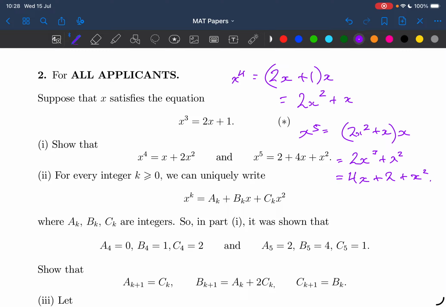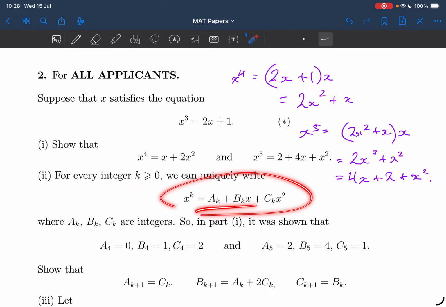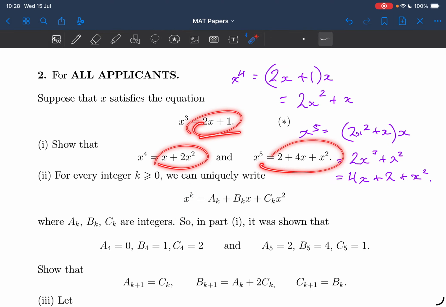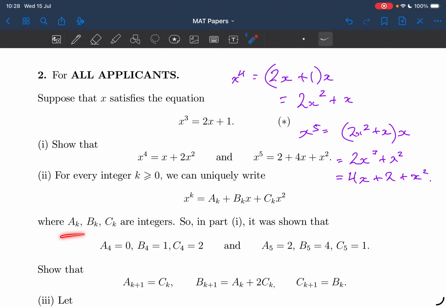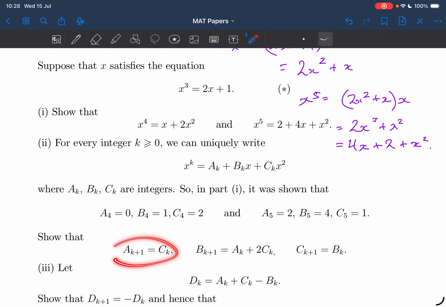Part 2 then. We want to find, for every integer k that's bigger than 0, or could be 0, we can write this thing down. So we're taking some expression for x to the power of k. We can always write them as some quadratic, basically. These are all integers, as shown in part 1. Okay, so that's the ones we've been given above. You can see the 0, the 1, and the 2 are going in there. The 2, the 4, and the 1 are in there. So we want to show the next terms. How do we find the next terms, basically?